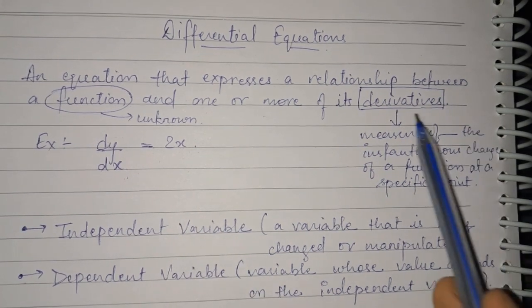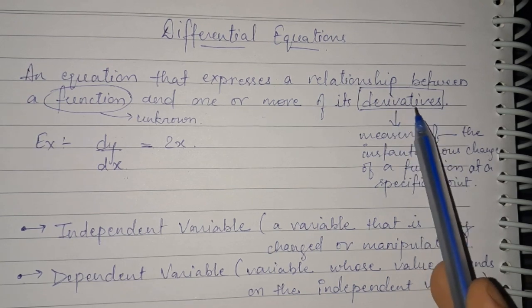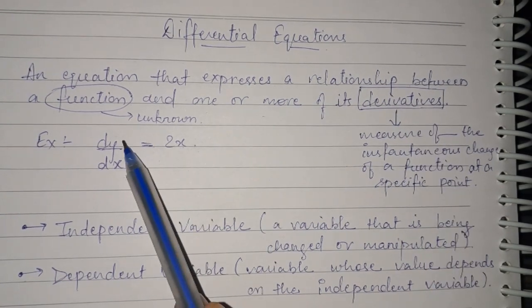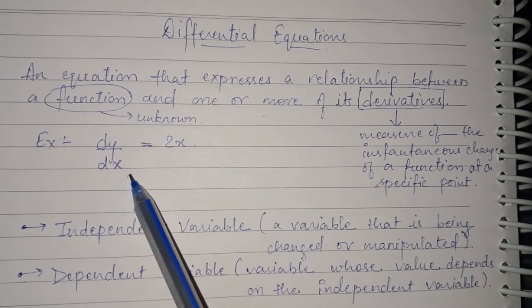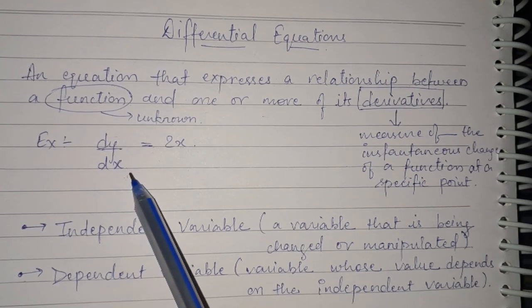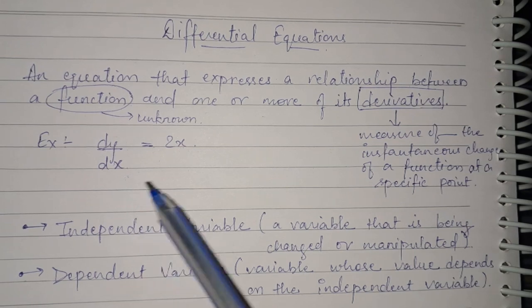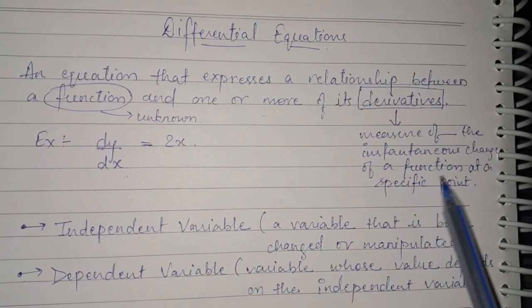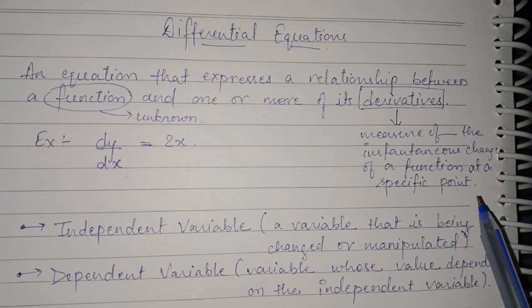Now the second thing in this definition is derivatives. Now what is a derivative? Here you have seen that we have the derivative of y with respect to x, but what does it actually represent? Why are we calculating the derivative? So the derivative is a measure of the instantaneous change of a function at a specific point.